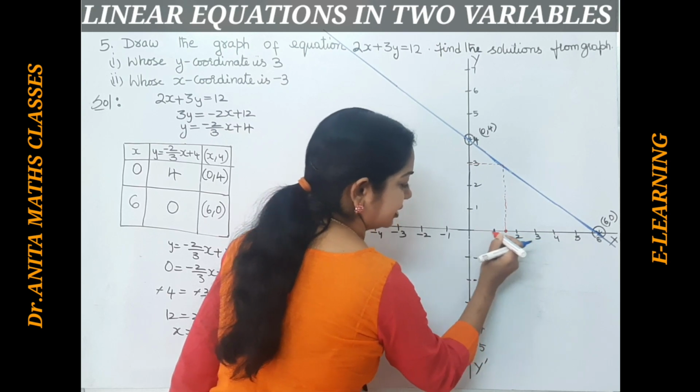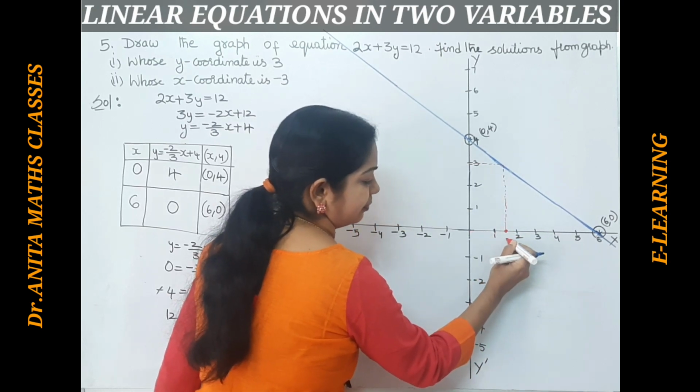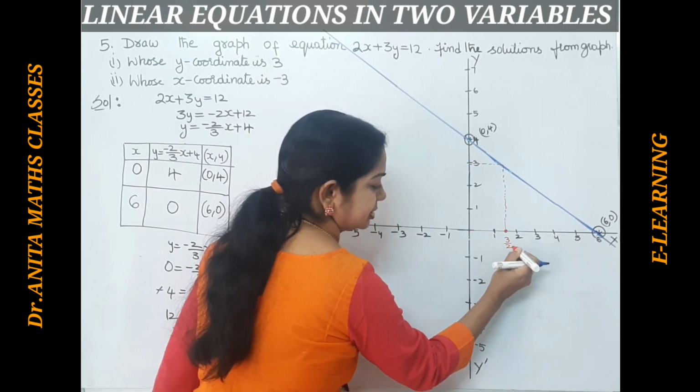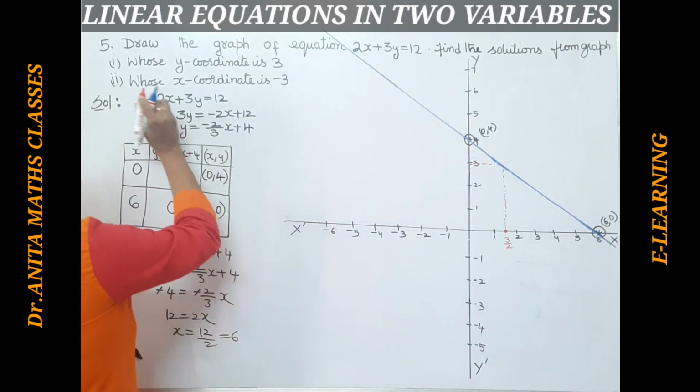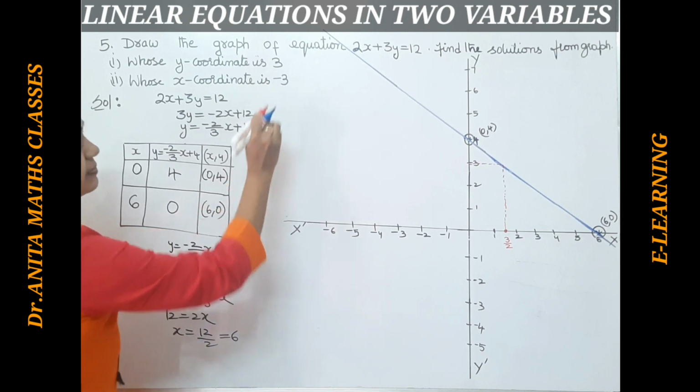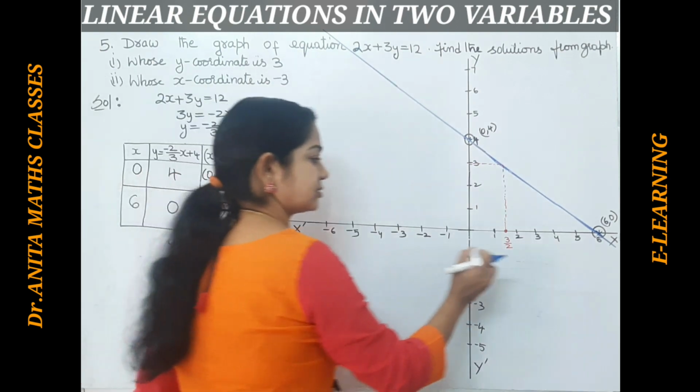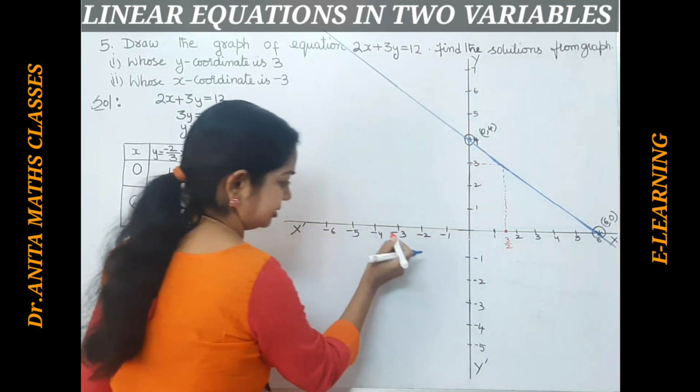This is 1 here. See here 1.5. 1.5 is nothing but 3 by 2, isn't it? So this point is 3 by 2. And the other one whose x coordinate is -3. So when x coordinate is -3, here -3 means this side.